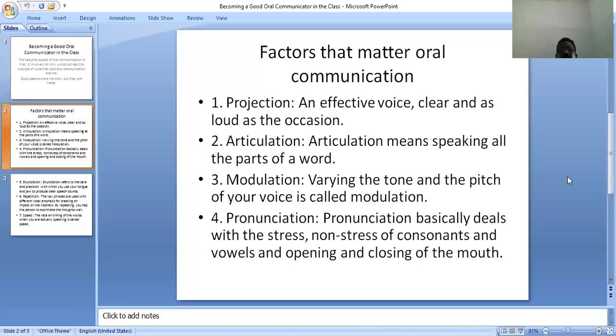And modulation: varying the tone and the pitch of your voice is called modulation. Suppose you are very happy, you may raise your modulation in high pitch. You may show your enjoyment with high pitch. Suppose you want to express any sad news, we may lower our voice. With modulation, the pitch of the voice also changes at the time.